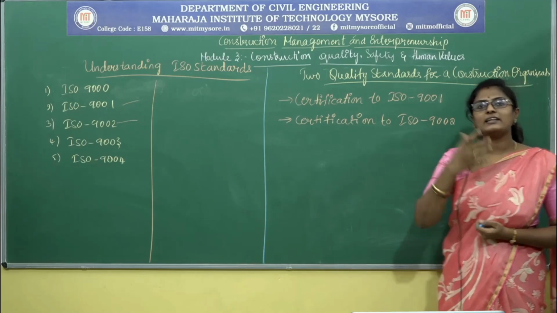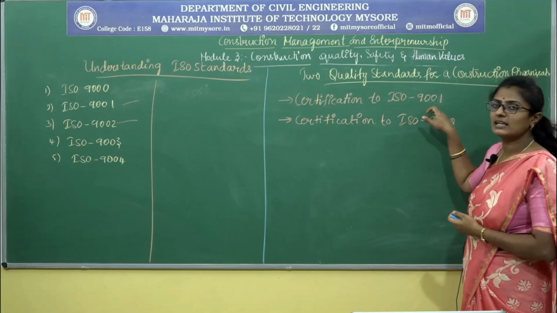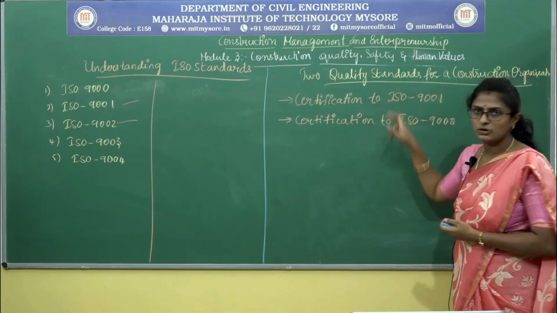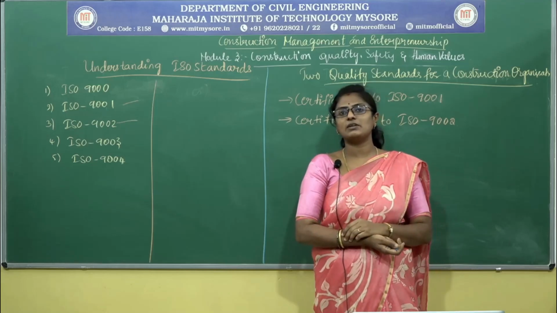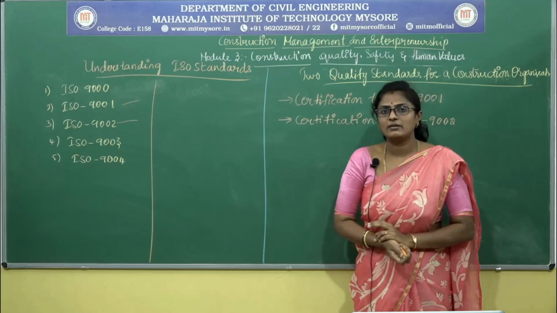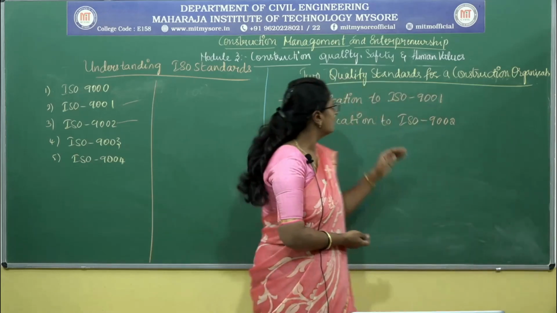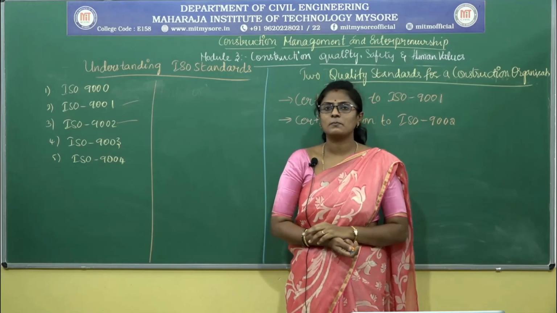Those companies who carry out design activities, then certification to ISO 9001 is considered. That means this certificate is issued. And those companies who don't carry out the design activities, that means only production and installation work is carried out, for those companies, certification to ISO 9002 is given.